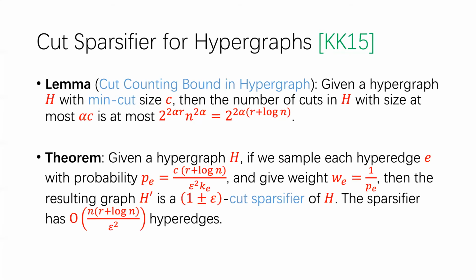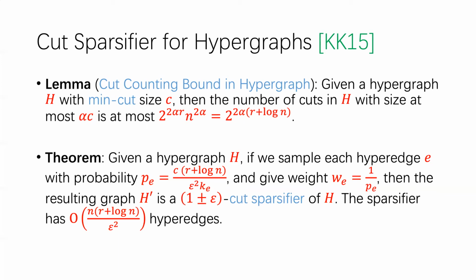As a result, they prove that for any hypergraph H, if we sample each hyperedge e with probability C times r plus log n over epsilon squared times k_e, where C is a large constant, and give weight w_e equal to 1 over p_e if it gets sampled, then the resulting graph is an epsilon cut sparsifier of H. It will have order n times r plus log n over epsilon squared hyperedges.